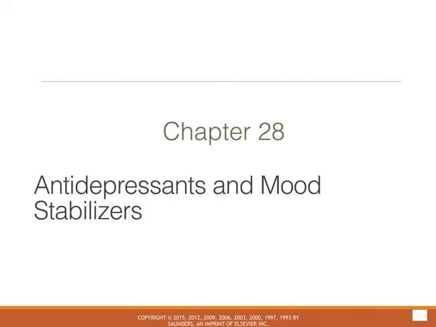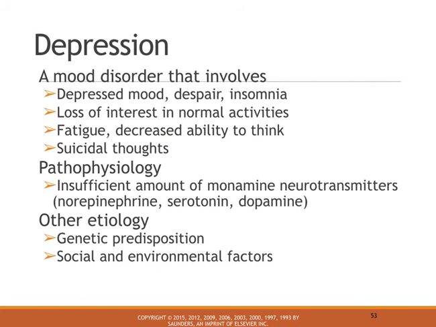Okay, that brings us to chapter 28, and this is probably the biggest chapter out of this unit. All right, so let's talk about depression. Depression is a mood disorder, and it involves the following signs and symptoms. And the basic pathophysiology behind it is there's just not enough of those critical neurotransmitters available. There is a genetic predisposition to developing depression, and there are also some social and environmental factors.